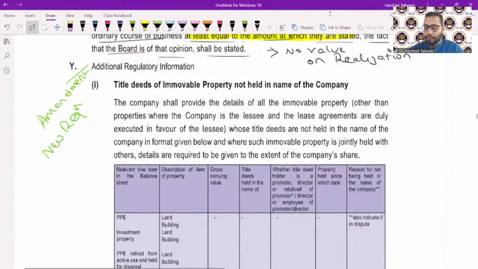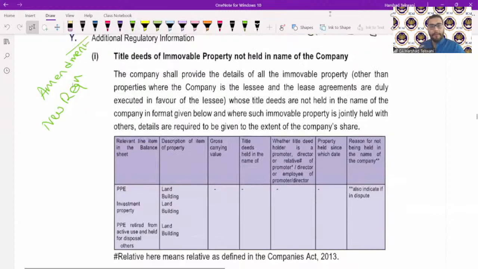Okay. Hello everyone. Welcome back. I hope everyone is recharged. Now let's start with the amendment portion quickly. Okay. So guys, first one.